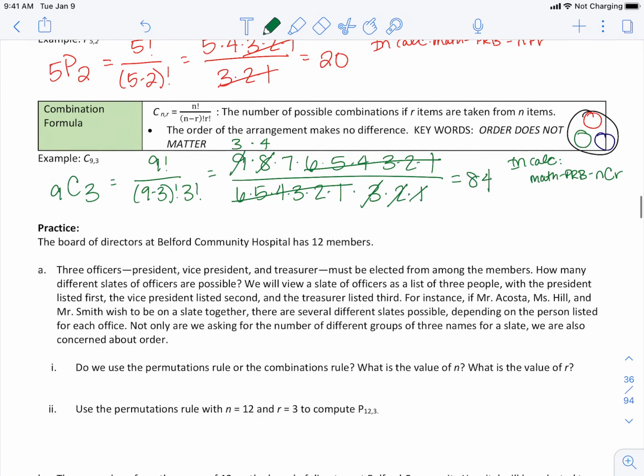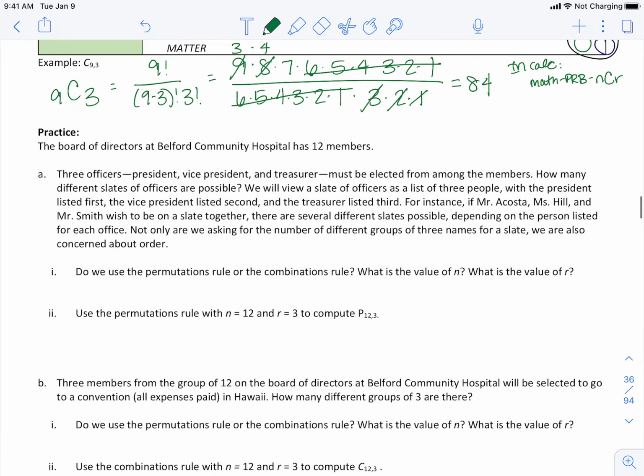All right, it says the board of directors at Belford Community Hospital has 12 members. 3 officers, president, vice president, and treasurer, must be elected from among the members. How many different slates of officers are possible? We'll view a slate of officers as a list of 3 people with the president listed first, the vice president listed second, and the treasurer listed third. For example, if Mr. Acosta, Ms. Hill, and Mr. Smith wish to be on a slate together, there are several different slates possible depending on the person listed for each office.